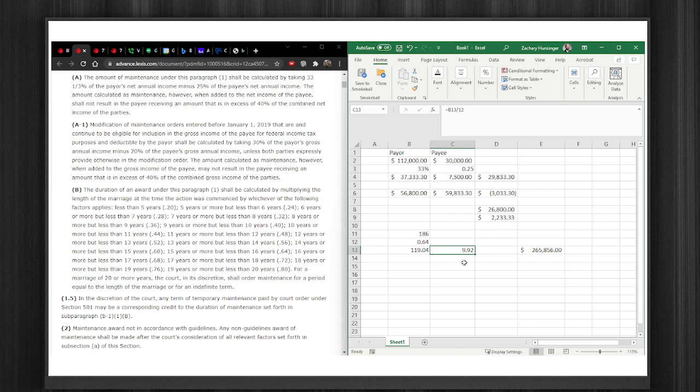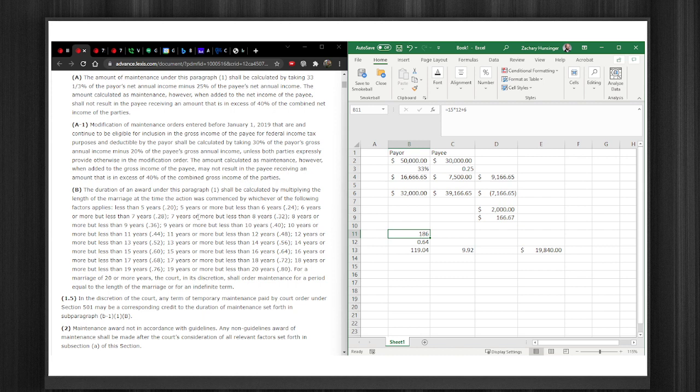But I think handling it in months is a lot easier because it's not 9 years, 9 months. It's 119 months. And that comes to a grand total of $265,000. If this payor was earning less, let's bring it down to $50,000, which makes it $167 per month, then for the same length of marriage, the award would be $20,000.